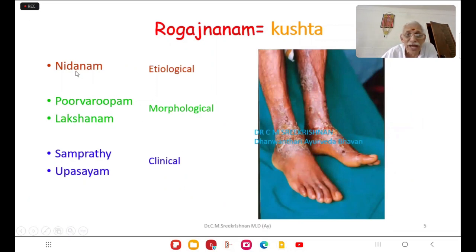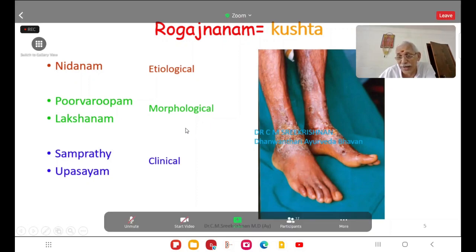From this we have Nidanam: Nidanam Purvarupam Lakshanam Samprapti Upashaya. Nidana means exact cause, that is the etiological cause. What is the exact cause? Purvarupa and Lakshana are morphological diagnosis. Samprapti and Upashaya are the clinical diagnosis. So these three types of diagnosis should be there to understand the Roga very clearly.